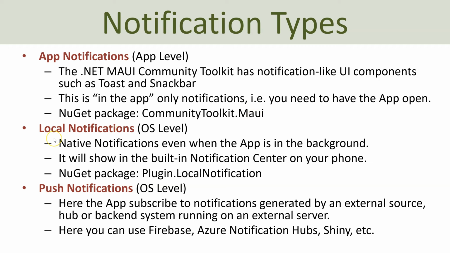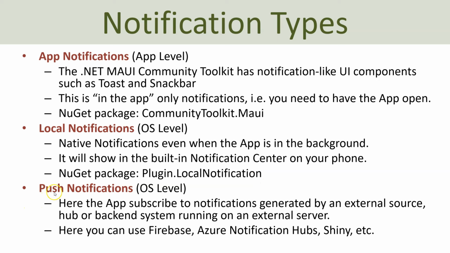The next notification type is a local notification. These notifications are on the operating system level. So these are notifications that are shown in the notification center either on your Android phone or in your iPhone. Here we will use a NuGet package called Plugin.LocalNotification.